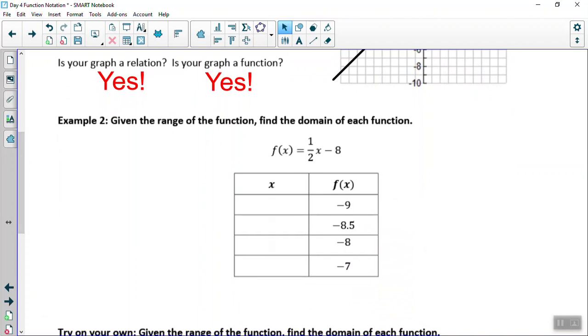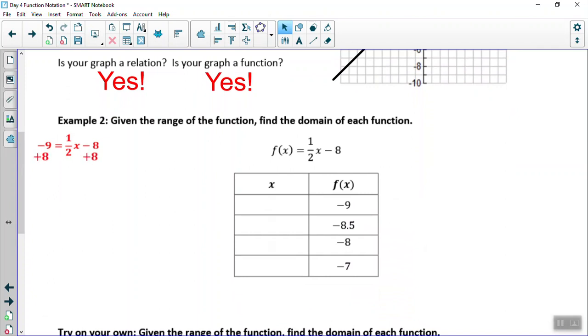Alright, now let's take a look at this one here. Here they give us this function, and then they give us the range. They give us the y values, or the f of x values. We have to figure out what x equals for each one. So this one's going to require a little more work, and some equation solving. So what we need to do is take this value, substitute it in for f of x, and then solve for x. So I'm going to take that original function, and I'm going to replace my y value, or my f of x value, with -9. And now I can solve.